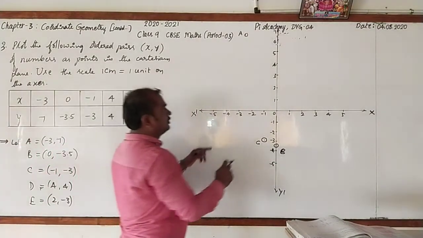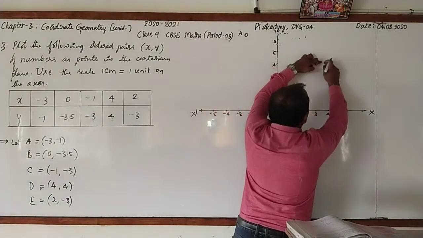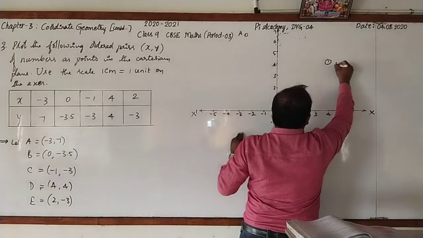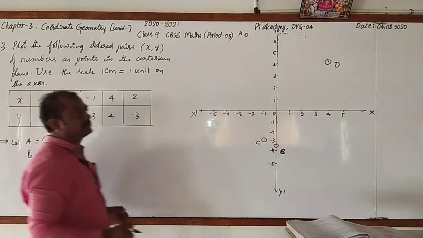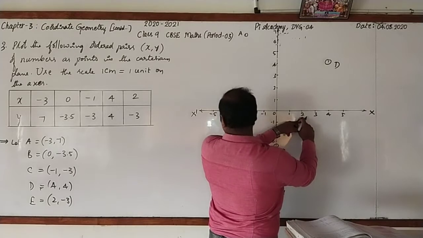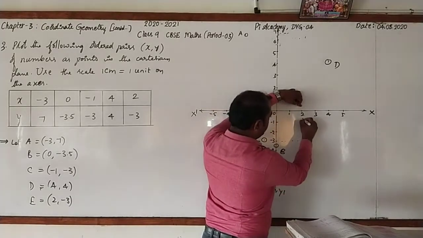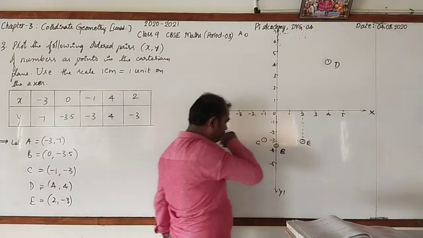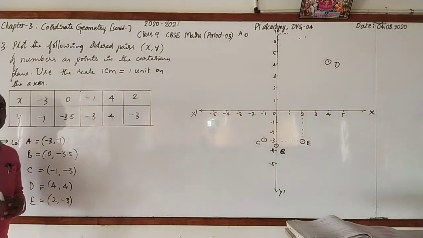Next, D, 4, 4. When x is plus 4, y is also plus 4. These two will intersect at this point. It is D. Another point, 2, minus 3. When x is plus 2, y is minus 3. That minus 3 comes here. These two will intersect at this point. It is E. So it's such a simple one.